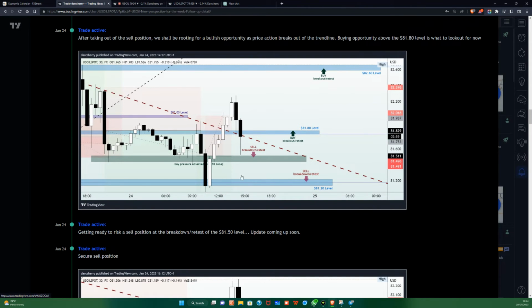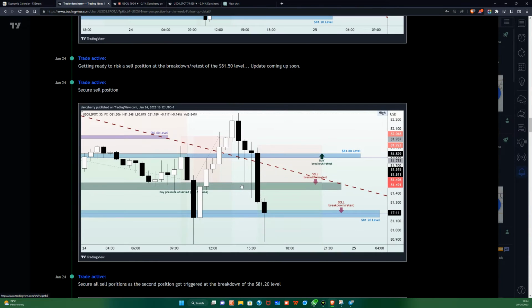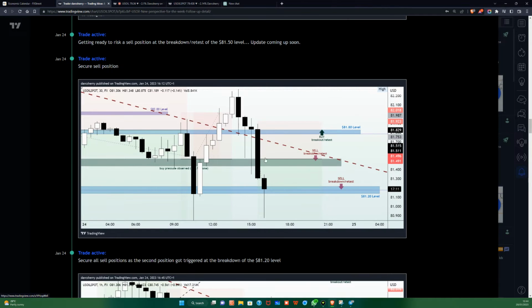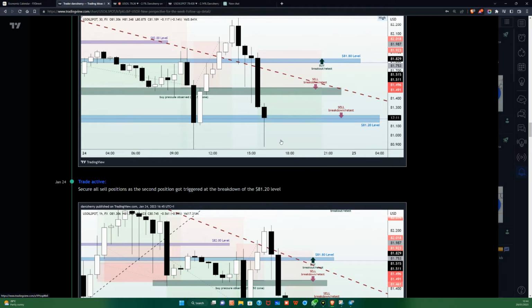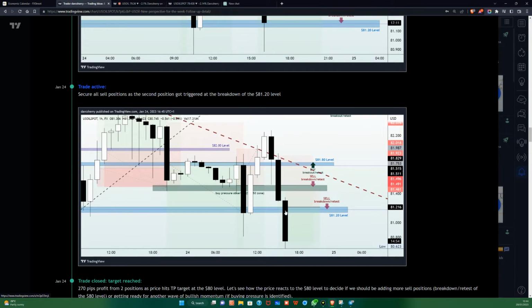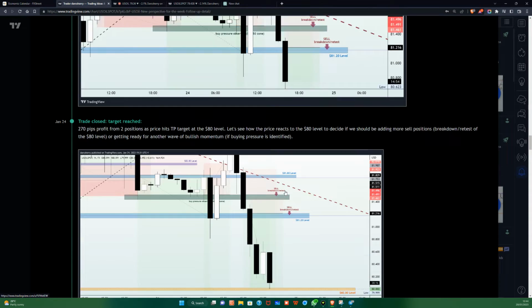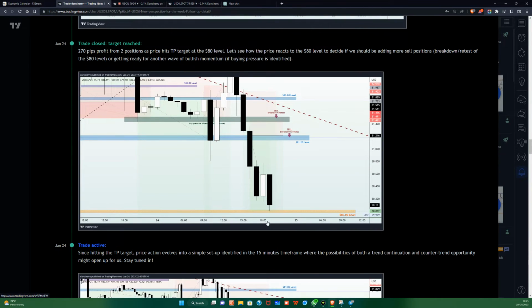Then another buy pressure came in. This was where the choppy situation began last week, and we were lucky enough to actually take some advantage of some trading opportunities as we saw another wave of bearish momentum with the hopes that the 81.20 will be broken to the downside so we can add more position, and it actually did. We added more position. We rode the move all the way into the $80 level where it hit our TP target for the sell position for that week. And I think we had about 270 pips from two positions on that one.